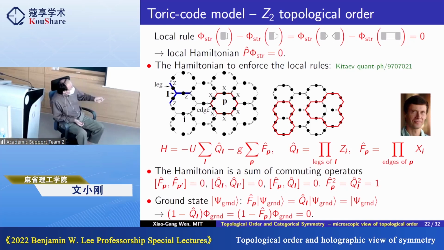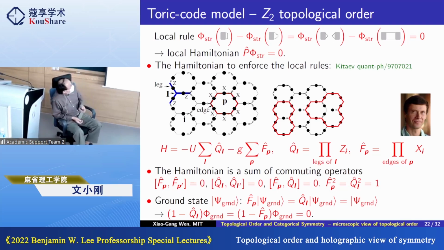The ground state is basically an eigenstate of both the local F operator and the local Q operator, and the eigenvalue of these operators is just plus or minus 1. So the ground state means that F and Q both equal 1 on every site and every link. So that is an exactly solvable wave function.